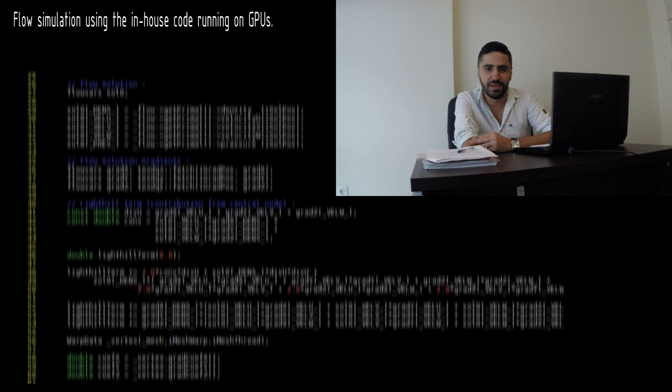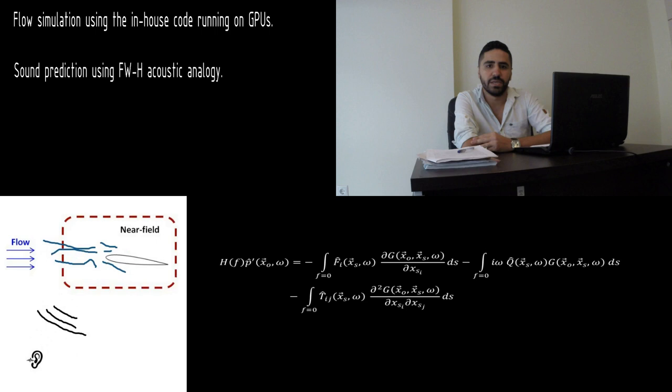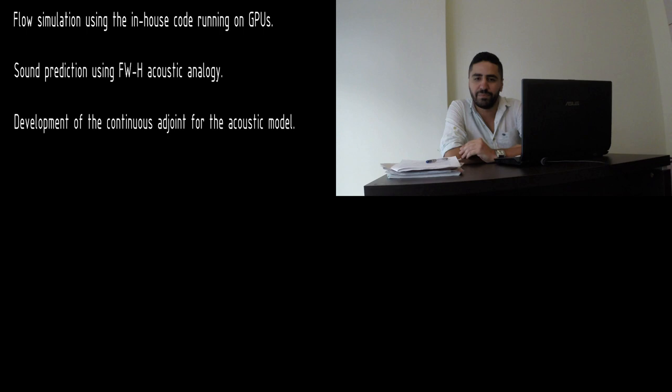The first step for me was to add the Ffowcs Williams and Hawkings acoustic analogy to the in-house code. Acoustic analogies in general propagate the flow-induced noise to a very far location in a computationally cheap way. Then the continuous adjoint for the aforementioned process was developed and programmed, which needed a lot of math and coding.